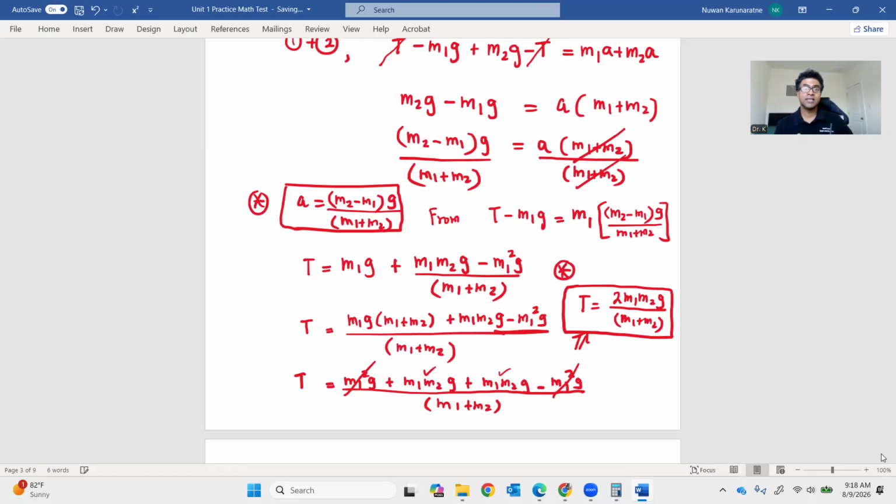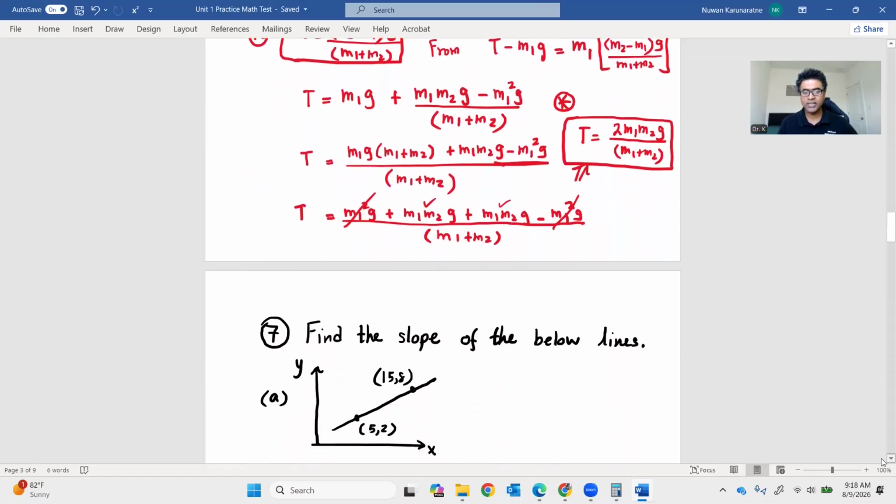So you can see there are no numbers. It's basic algebra. You need to know how to do this because I will give you a similar problem for the math test. So you need to practice these things. Okay, so we are done with that problem and then go to number 7.